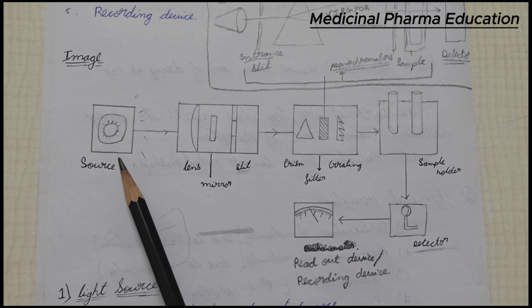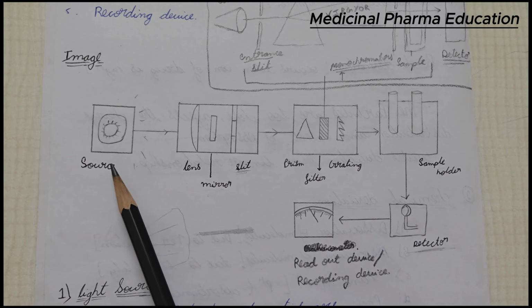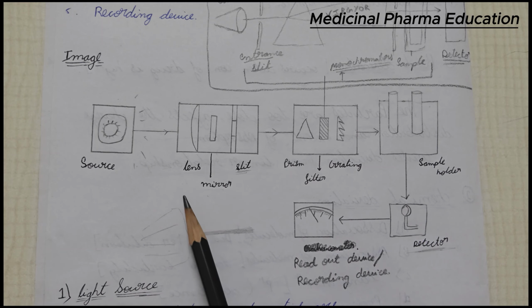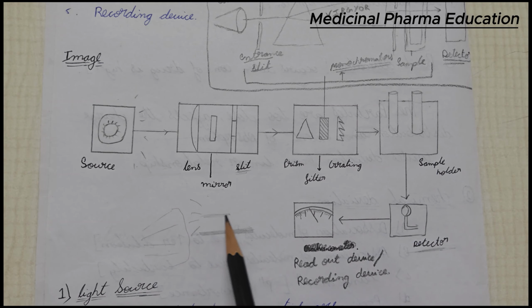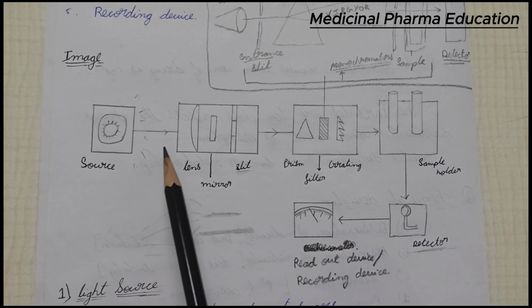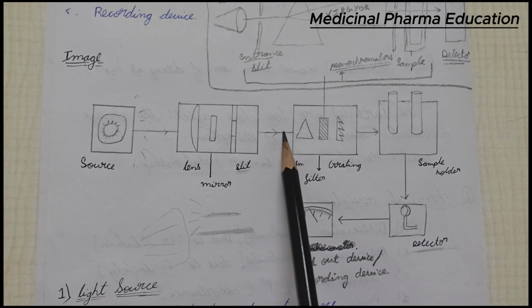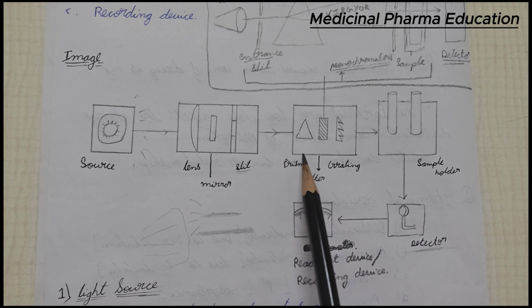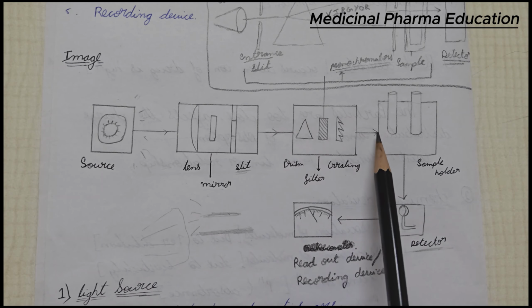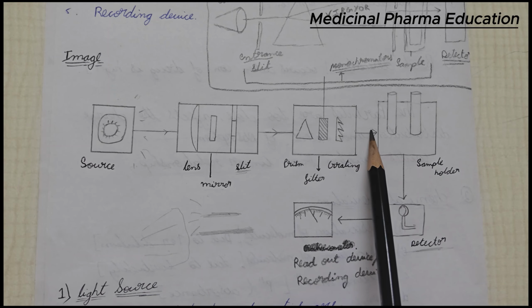Here, the source is used to provide the light or the radiation at a particular range. Here, the range is the UV and visible range, 200 to 800 nanometers, and the lenses, mirrors, and slits. These three parts are used to converge the light in one direction. As the light is emitted in different directions, this helps to converge the light into a single direction, and the light is passed through the prism, filters and the grating. The main function of these three is to convert the polychromatic light into monochromatic light.